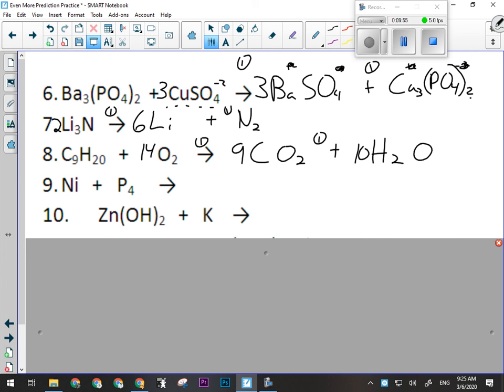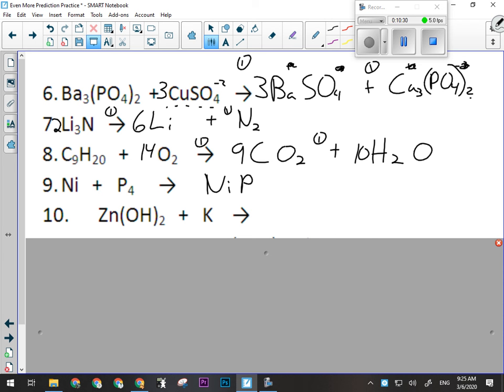Okay, number 9, I've got nickel reacting with phosphorus. 2 elements are reacting, so this is going to be a synthesis reaction that is going to produce an ionic compound. Now, here's the trick with nickel. It has more than one possible charge. Which one do I pick? The first one. Whichever one is listed first is the most common charge. If I have no other way to figure it out, that's what I have to do.